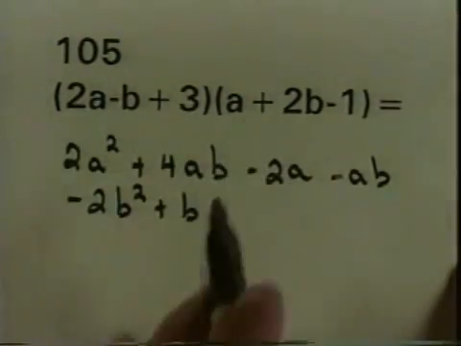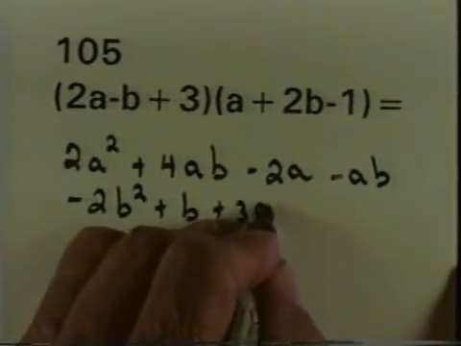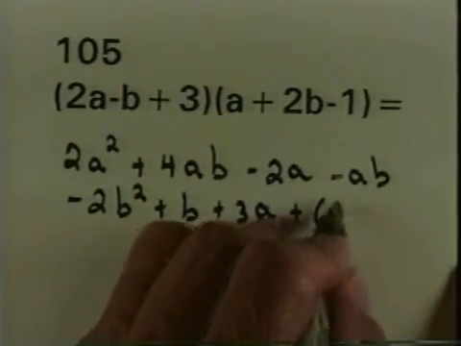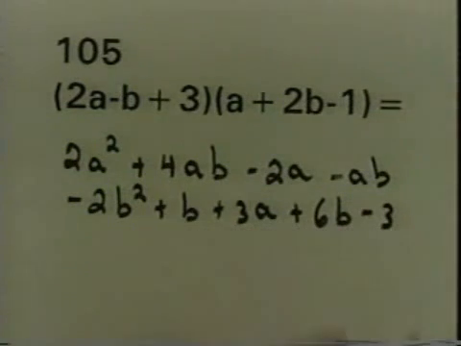Now I'm going to multiply 3 by everything. 3 times a is 3a. 3 times 2b is 6b. 3 times negative 1 is negative 3.